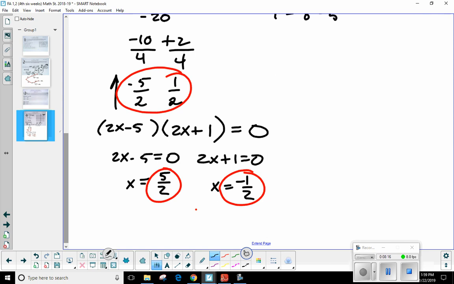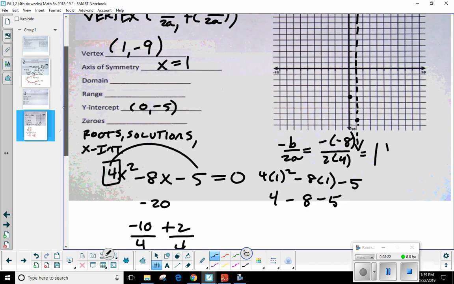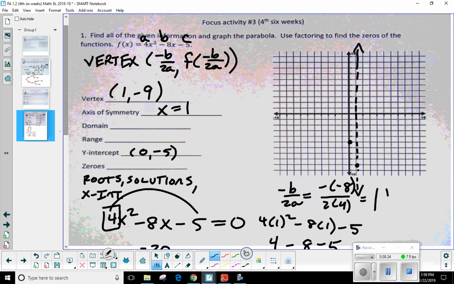Did anybody notice that? Okay. All right. Well, 5 halves is 2.5. So 1, 2.5. And then what was the other one? A negative 1 half? Okay. And you'll notice, are these points equal distance from your AOS? Yeah. Okay. So I've got more than enough points here to go ahead and graph it.